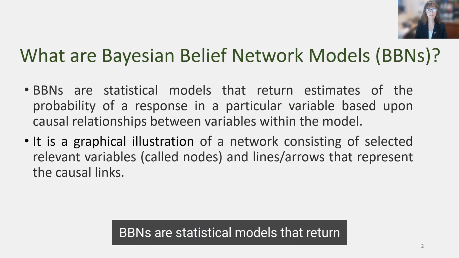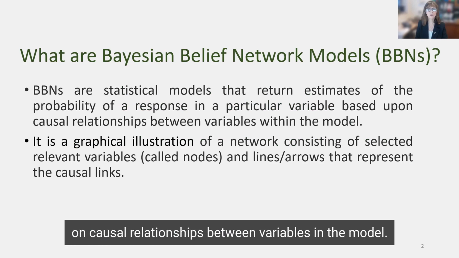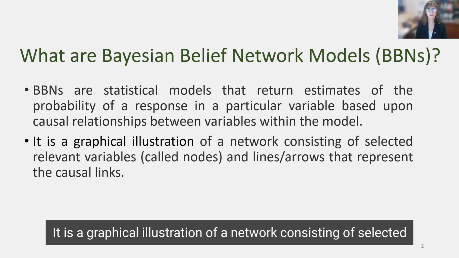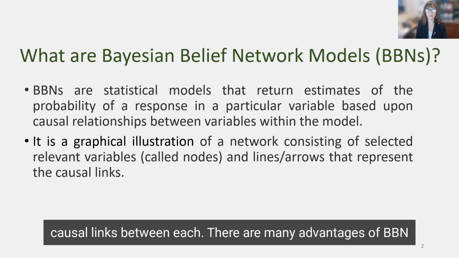BBNs are statistical models that return estimates of the probability of a response in a particular variable based on causal relationships between variables in the model. It is a graphical illustration of a network consisting of selected relevant variables, called nodes, and lines or arrows that represent the causal links between each.